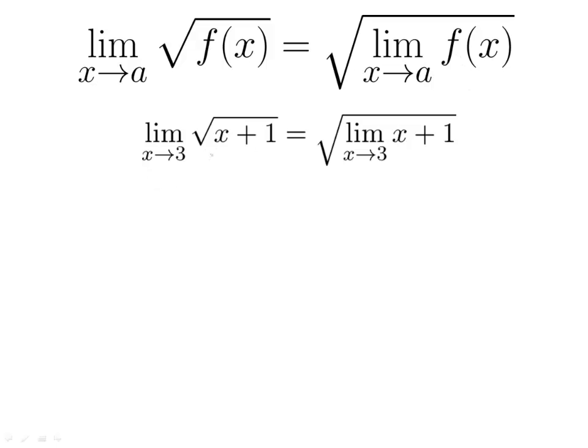For example, in this case, as x approaches 3 of square root of x plus 1, we can first take the limit as x approaches 3 of x plus 1, which is equal to 3 plus 1, which is equal to 4, and then we can take the square root. So the square root of 4 is equal to 2. Okay? And that concludes the lesson on limits.